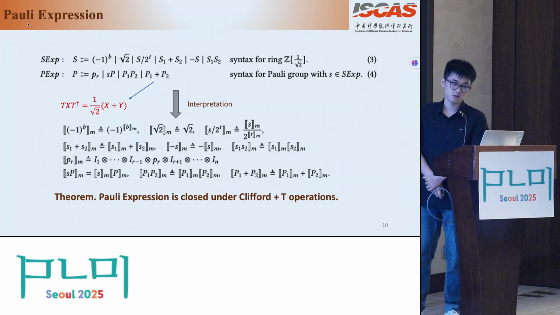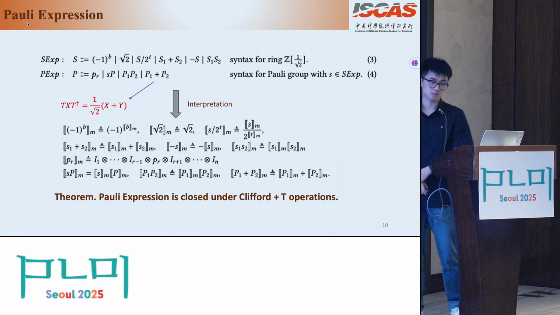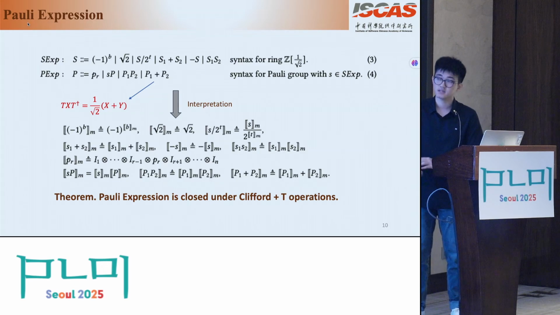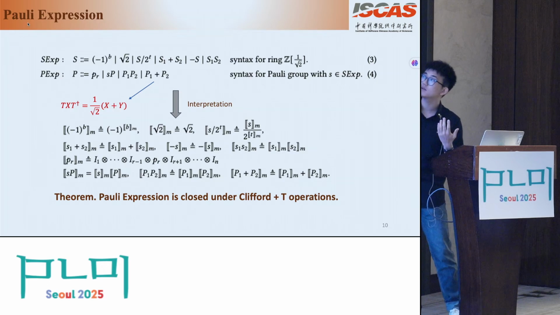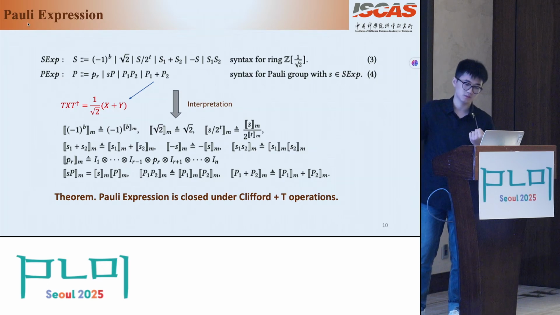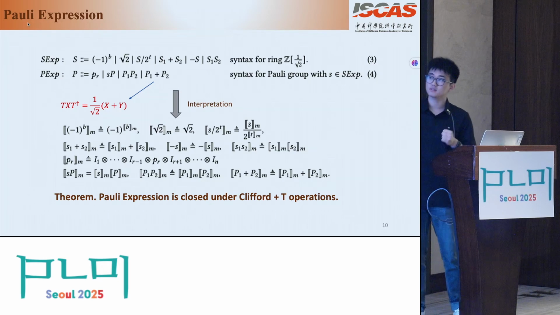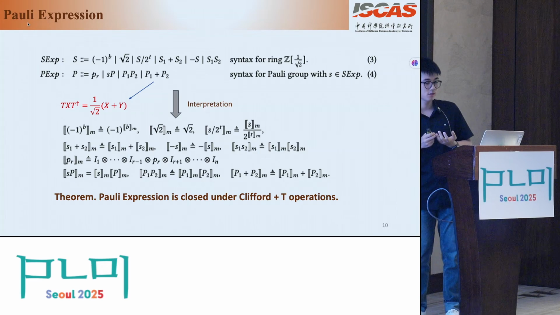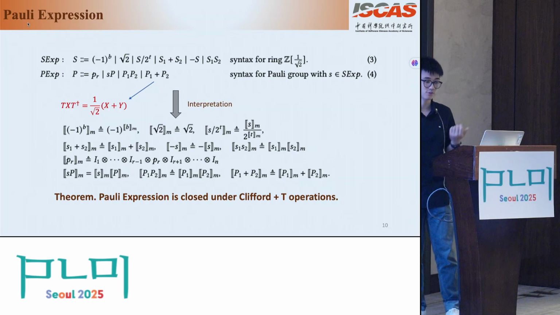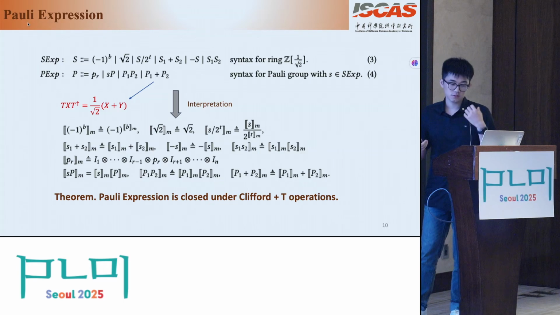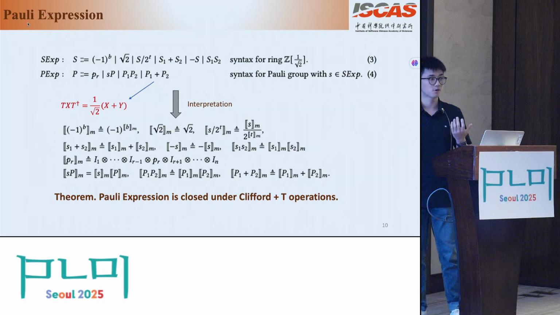So first, we extended the integer array with the square root of 2 and extended the concept of Pauli strings to form the Pauli expressions shown here, PEXP. Notice that the T gate will transform a Pauli string into the sum of two Pauli strings, and thus we introduced the additive predicate P1 plus P2 to represent such expressions. The definition indicates that PEXP is indeed closed under Clifford plus T operations.